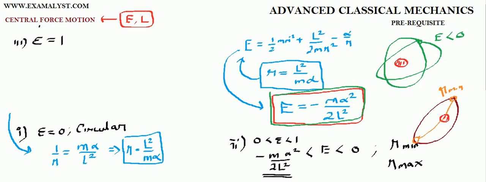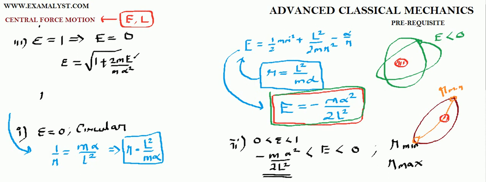So when the value of epsilon is 1, can you tell me when that will be? When the total energy is 0. Now the question is, how do I know? Remember the expression for epsilon? The expression for epsilon was root over of 1 plus 2mE divided by m alpha square. So epsilon is 1 only when the total energy is 0.